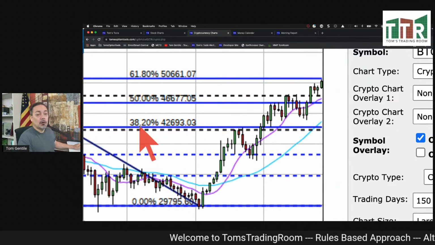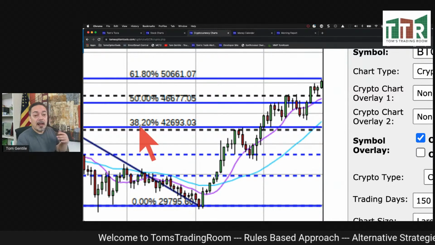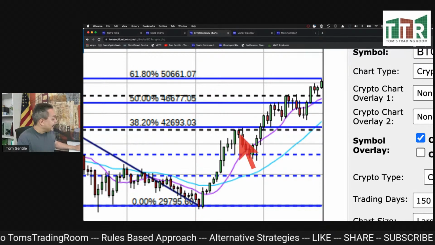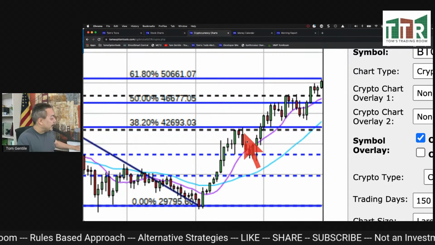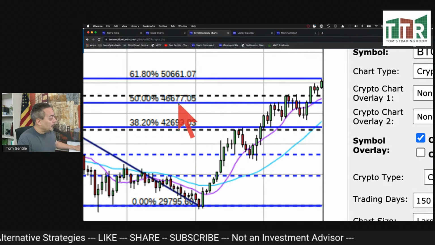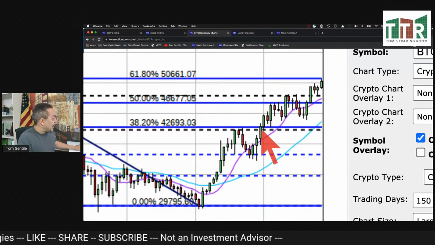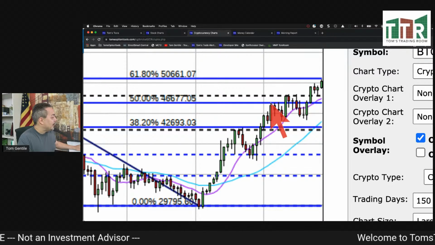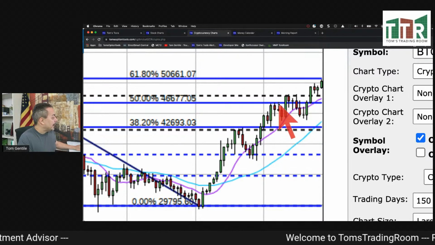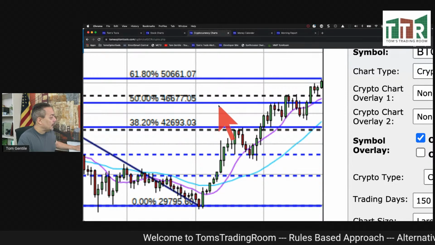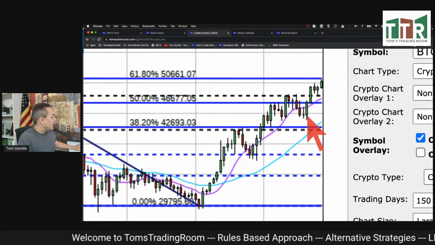42,693. That was the 38% retracement, where if we were going to have any trouble, it was going to stop there. And it did stop there for about a week, and then it crushed through it. And then the next one was 46,677. Well, look at what happened: 1, 2, 3 days later, we hit it. We hit it again. We hit it again. We came back. We crushed through it. 46,677. Now we pull back.